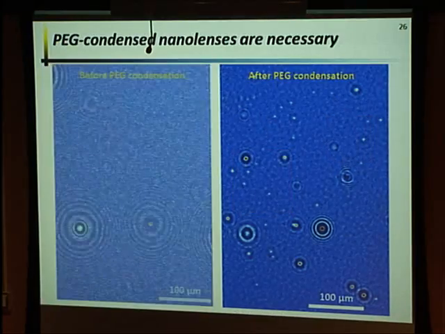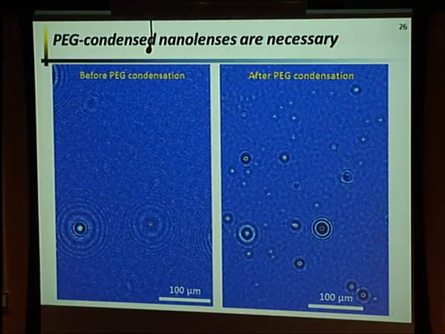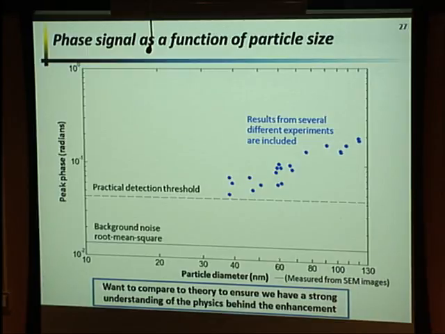And then the other thing, as I said, is we can do a before and after comparison. If you look at before, you can see there's still these two large particles here that we can use as kind of reference marks. But all these smaller features, all these smaller particles, you wouldn't be able to see without these nanolenses. So these nanolenses really are necessary.